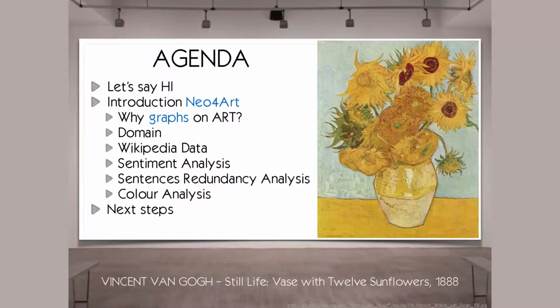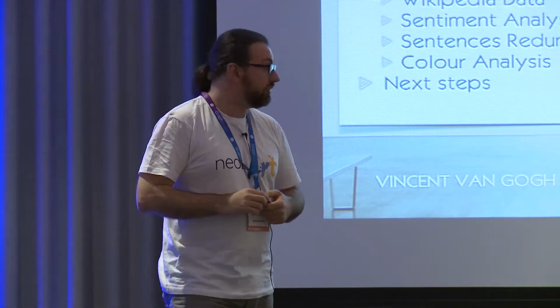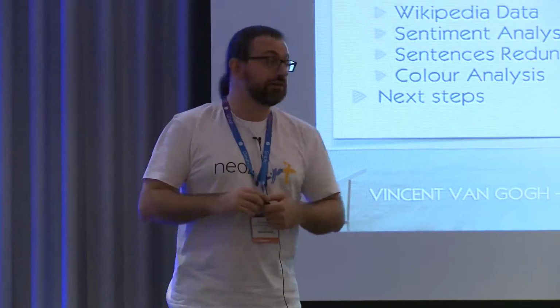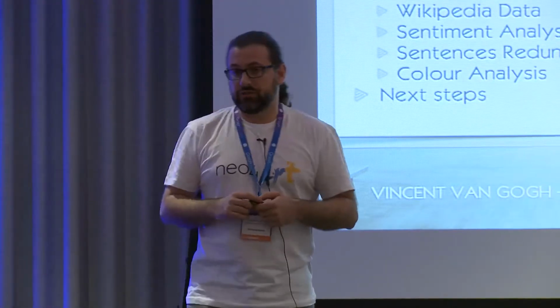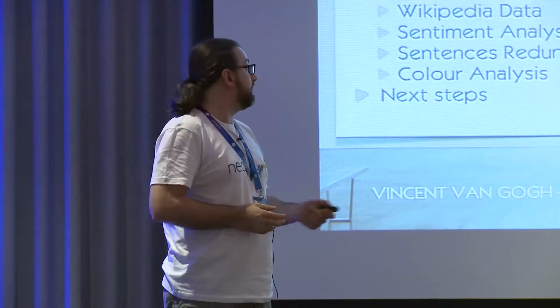We would like to describe the domain we are building, and we would like to explain the Wikipedia data we imported into Neo4j to catch as much information as possible about art. But this is not the only data source we would like to use. For the moment, we just have that.